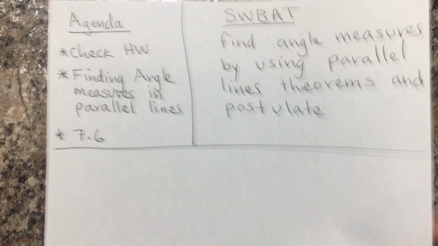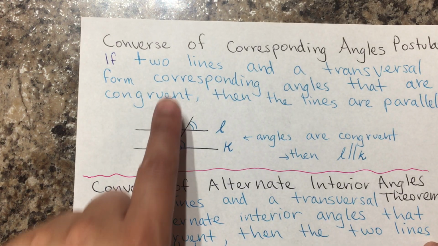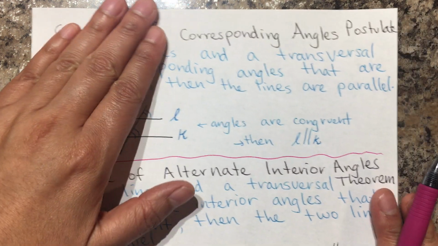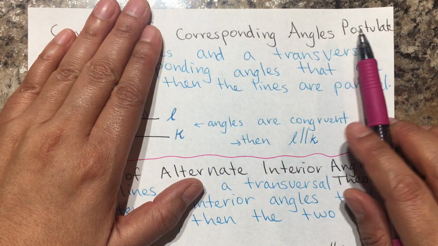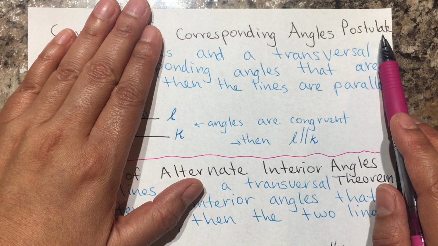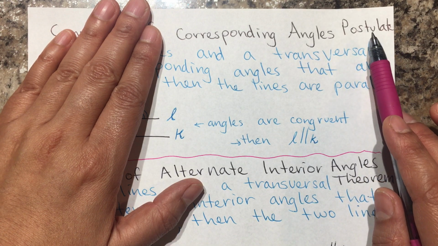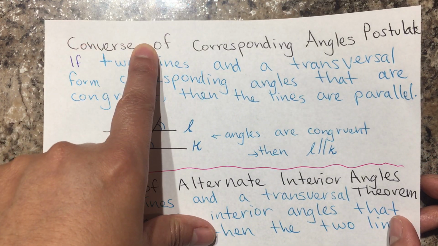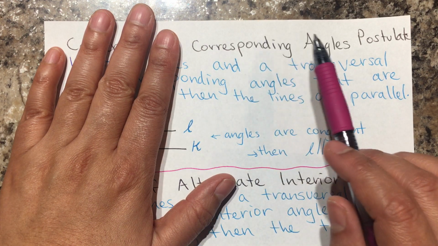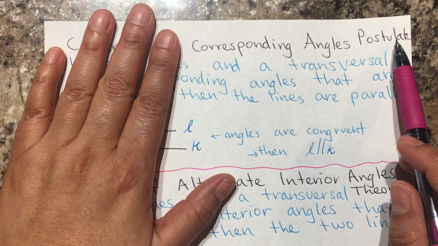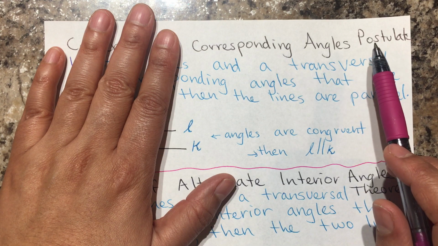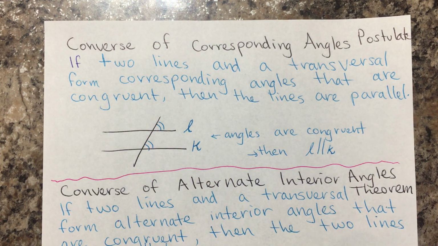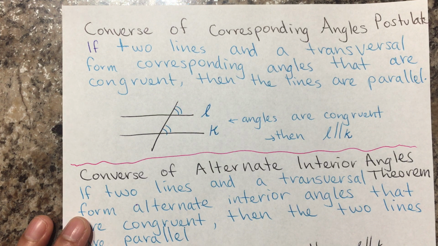And before we start, I want to include some more new theorems which are related to the previous ones. If you remember, we had the corresponding angles postulate. Again, postulate means that you take as true without proof, just because you can basically see it. The converse refers to this: if you have a pair of parallel lines, then the angles are congruent. Here it is the other way around.